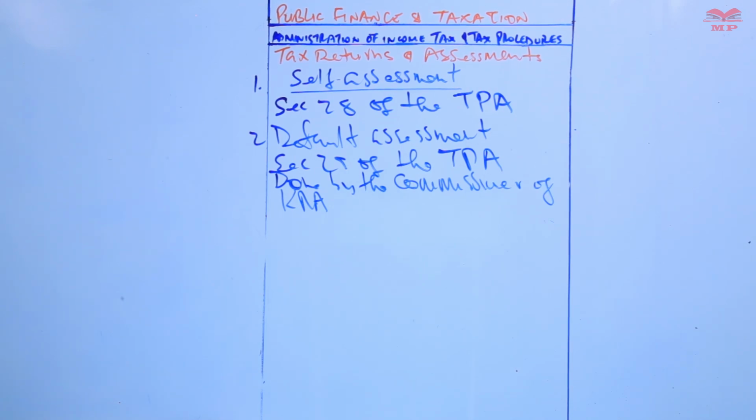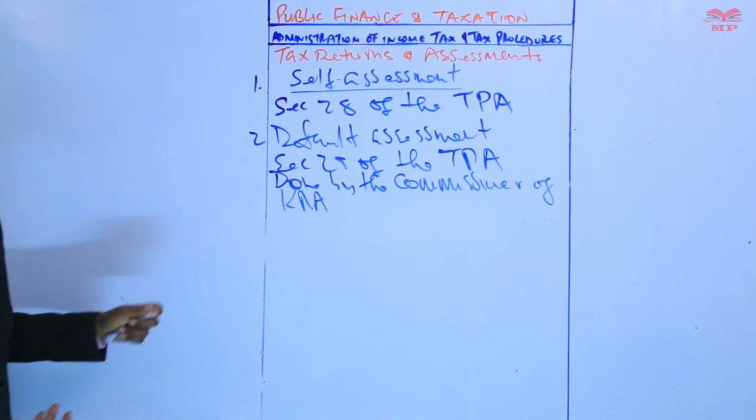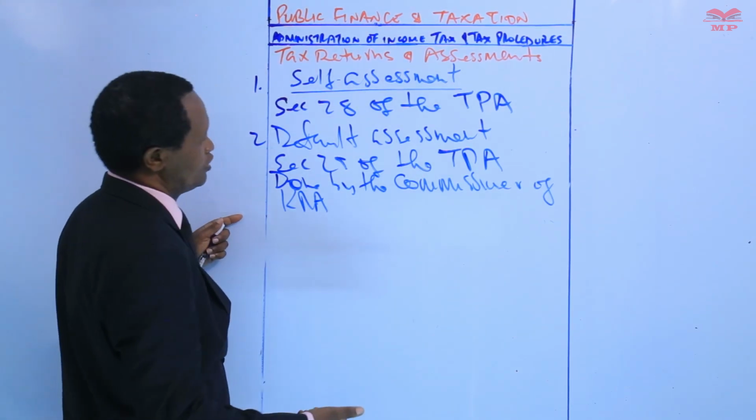You understand? It occurs in the second circumstance when a taxpayer files a return, but the Commissioner is not satisfied with the return. That can lead to an amendment after engagement. And how is that done? What is the process of default assessment?